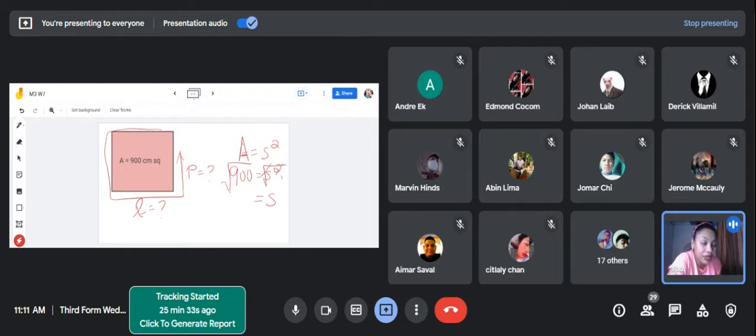And what is the square root of 900? 30. 30 what? 30 centimeters. Okay, 30 centimeters. So what is going to be the answer for number 2?